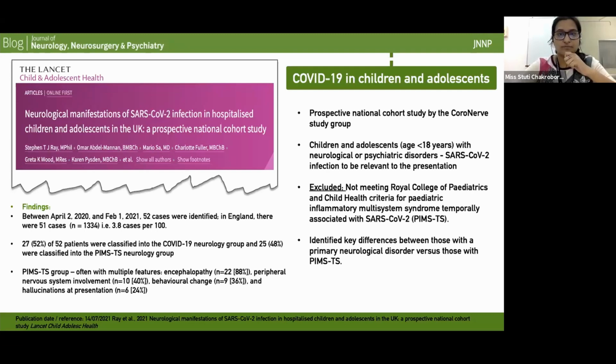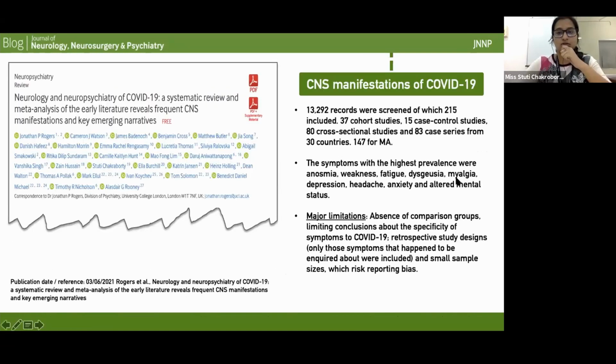The last study that we would like to highlight from the blog from the previous month as well as this month has been done by the JNNP blog team itself, led by Dr. Jonathan Rogers. It's a systematic review and meta-analysis of the early literature, where we found that there were CNS manifestations related to COVID-19, and we described the key emerging narratives.